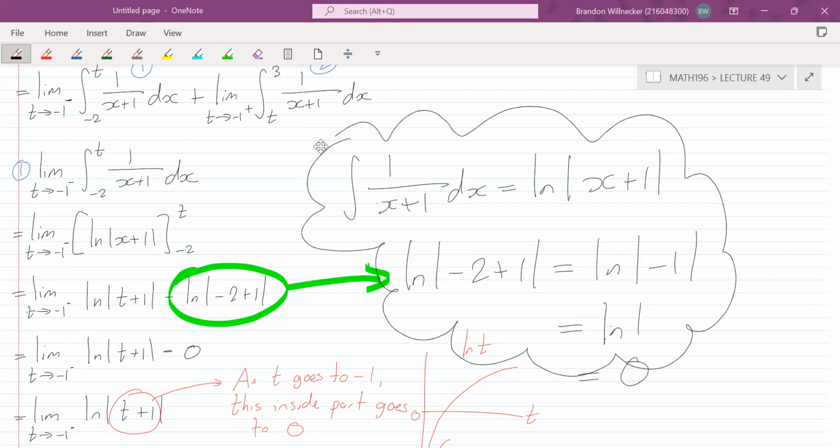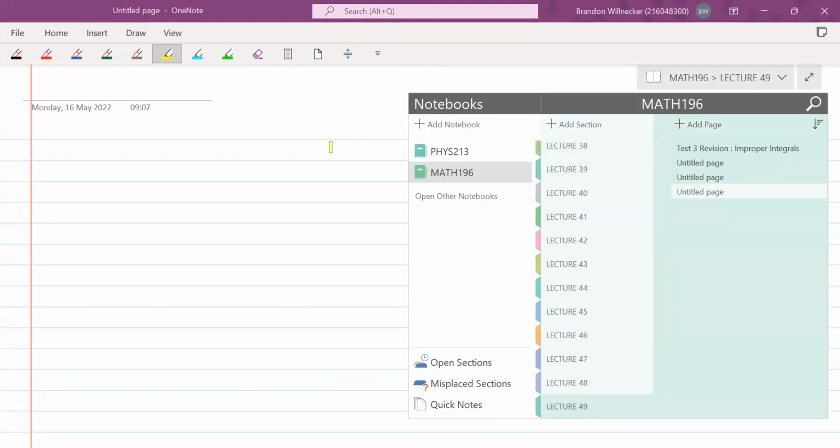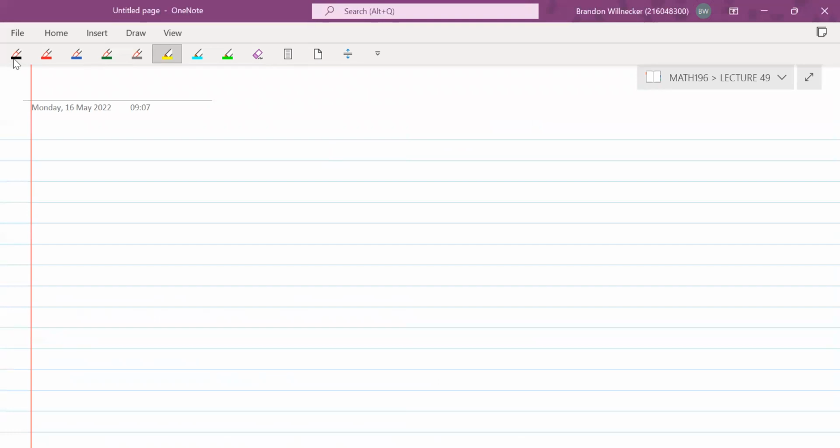Okay. So remember your absolute values with your logs here. Whatever's inside, if it's positive or negative, you always take the positive. Same goes for this first one. Any other questions before we move on? Okay, let's take a look at another example with the comparison theorem.